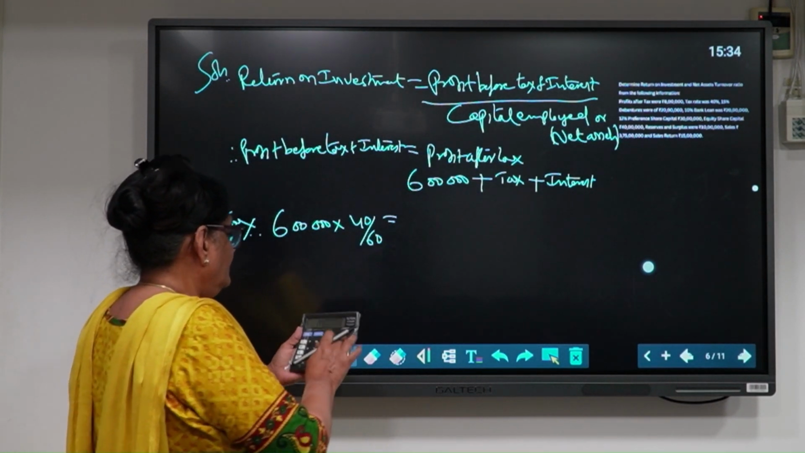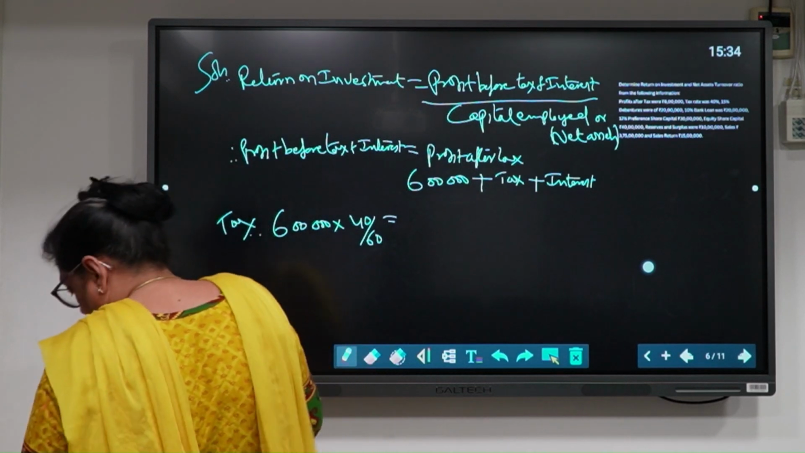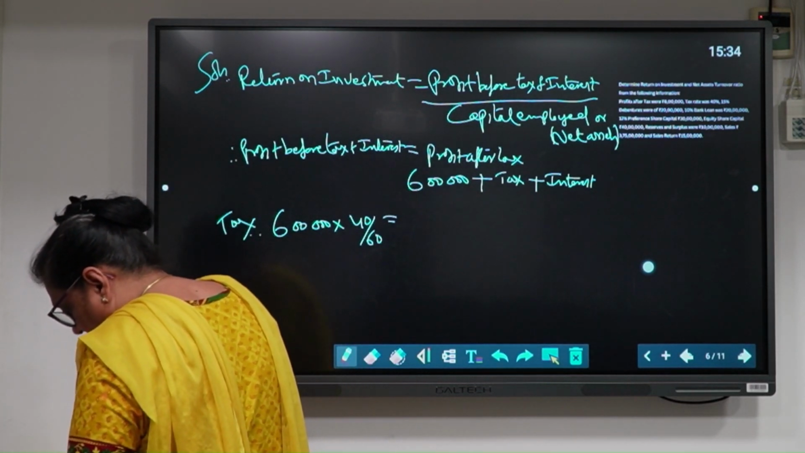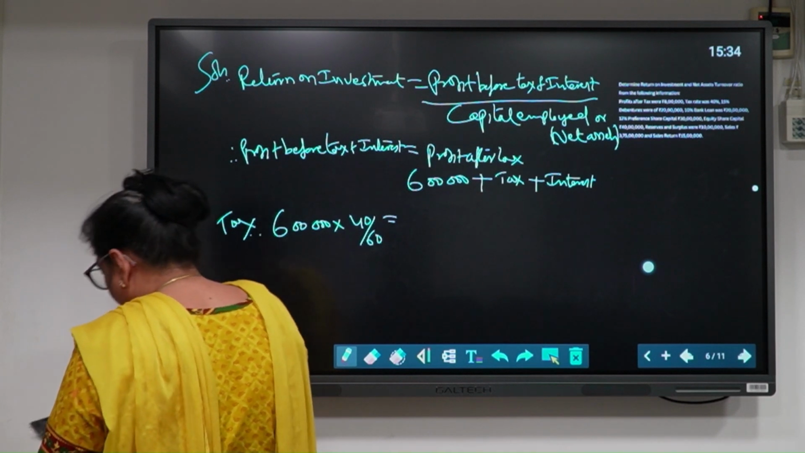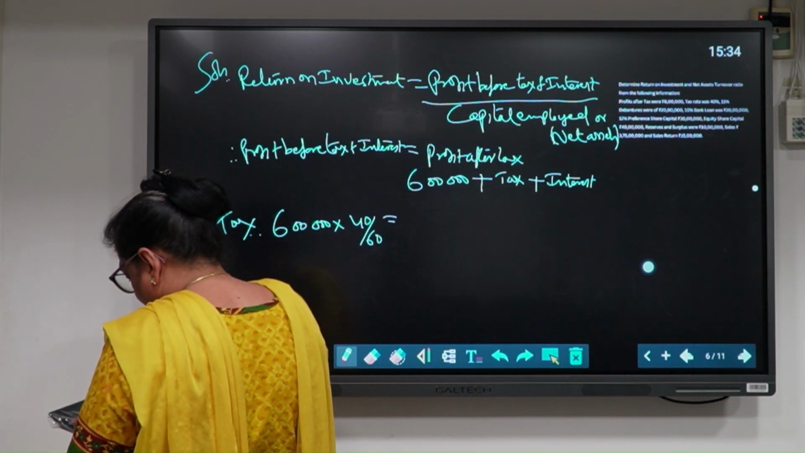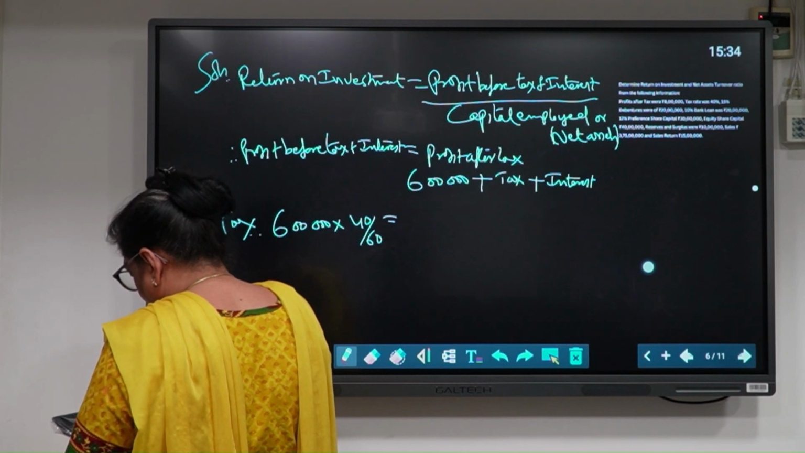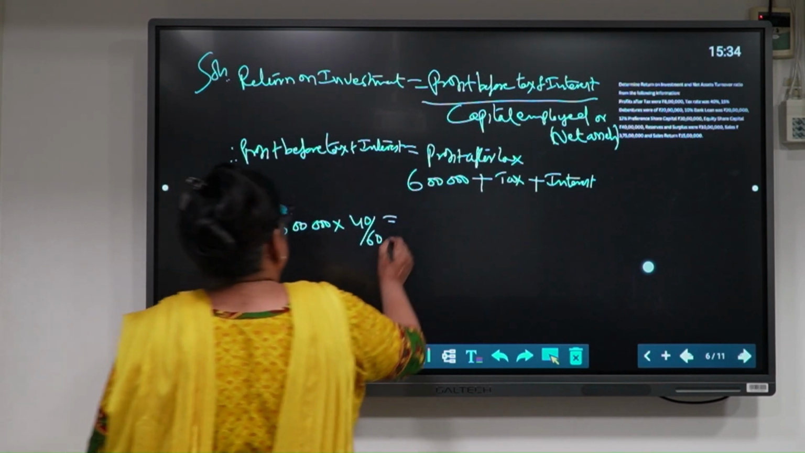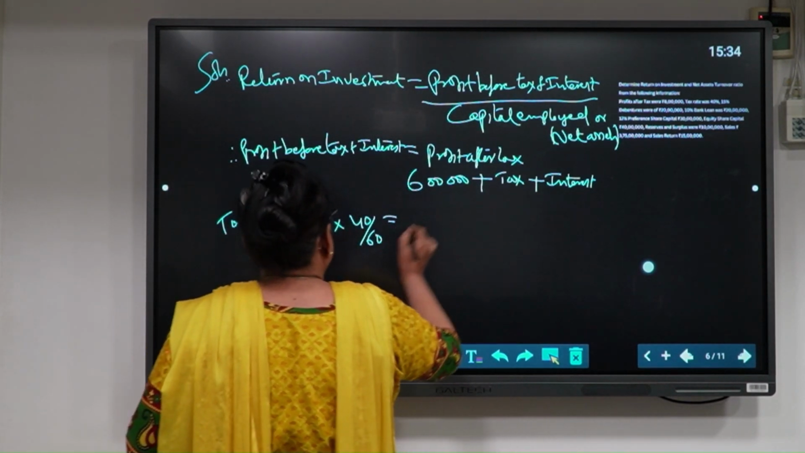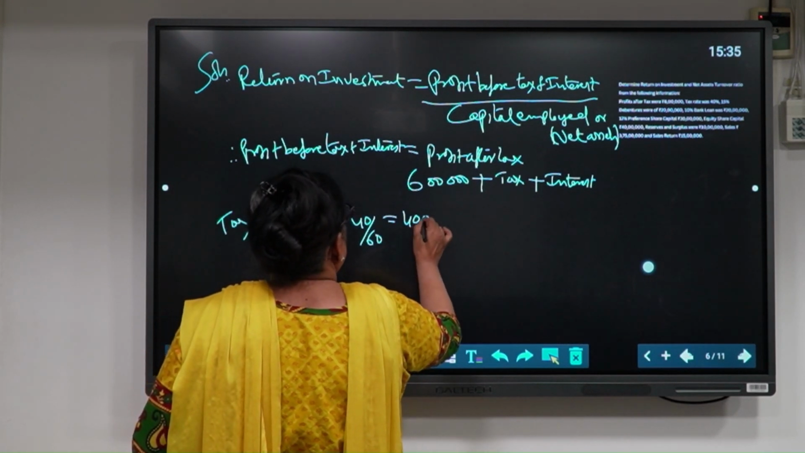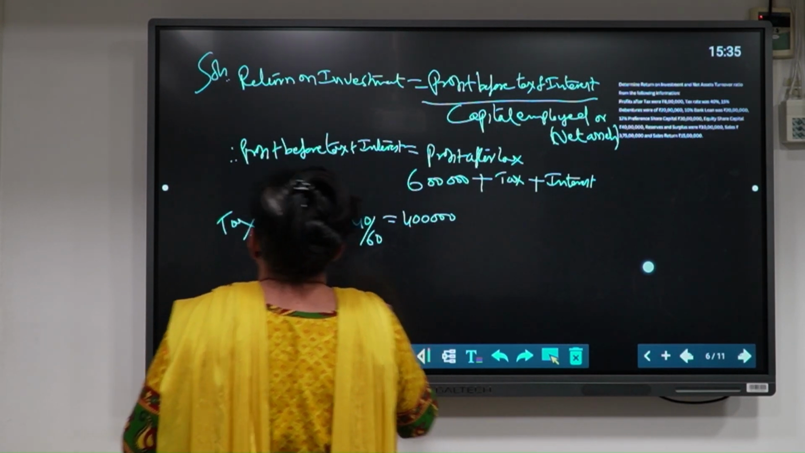How much do you get? Profit is 6 lakhs. 6 lakhs into 40 divided by 60. How much do you get? 4 lakhs you get. So your tax will be 4 lakhs. 4 lakhs is your tax.